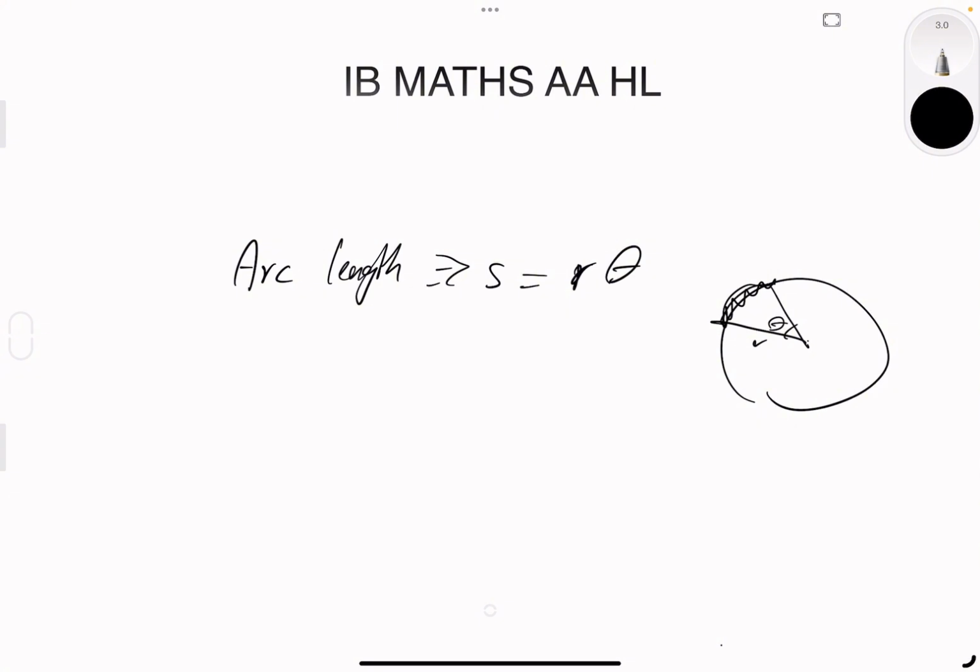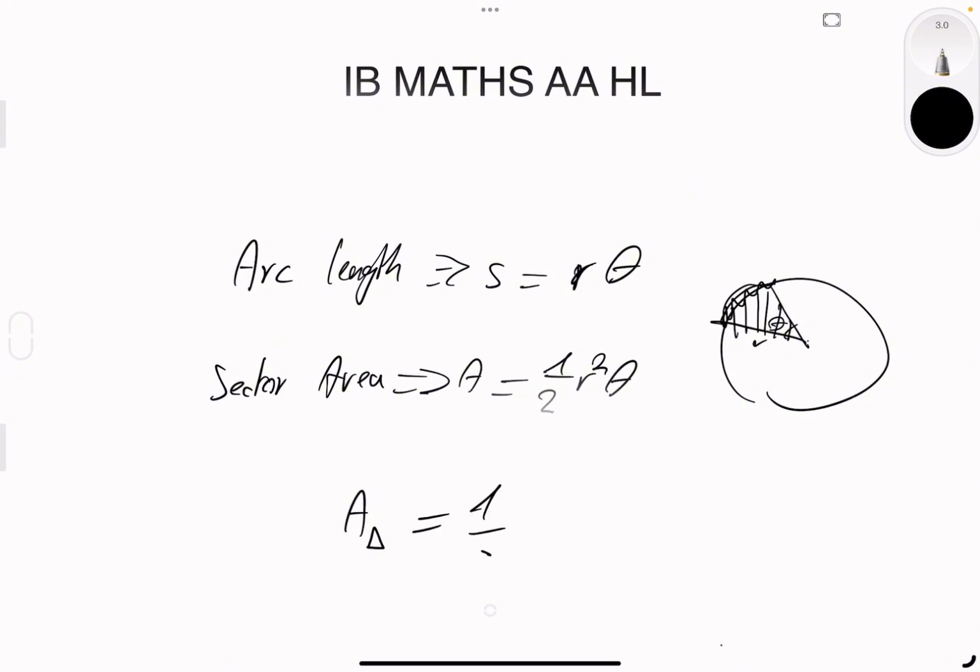And then if you want to find the area of the sector drawn here, then the formula is also pretty simple. A equals 1/2 r squared theta, which is relatively similar to the area of a triangle, which is 1/2 times ab, which are two different sides, but here r is the same side because it's a circle, times sine C.